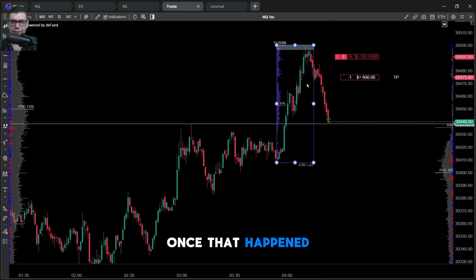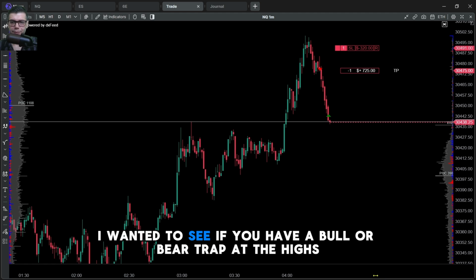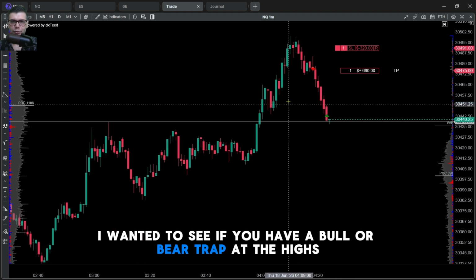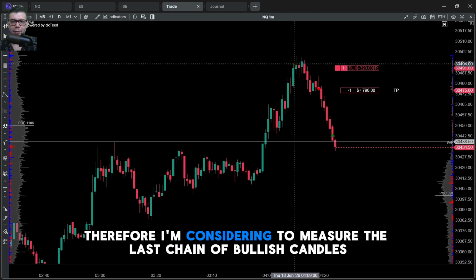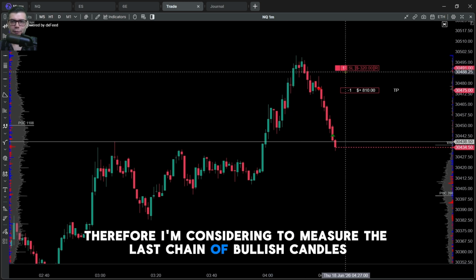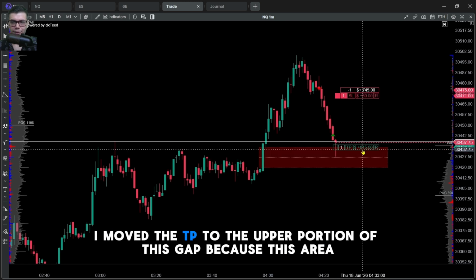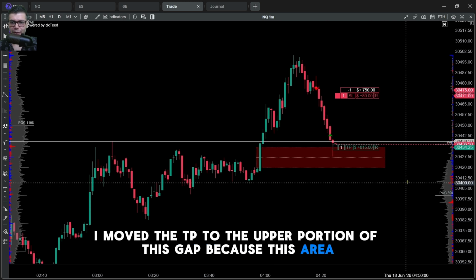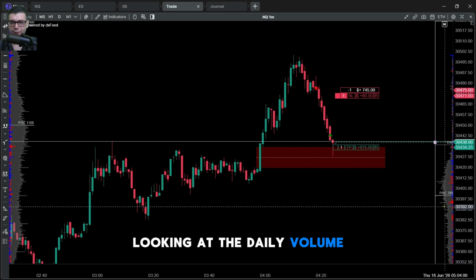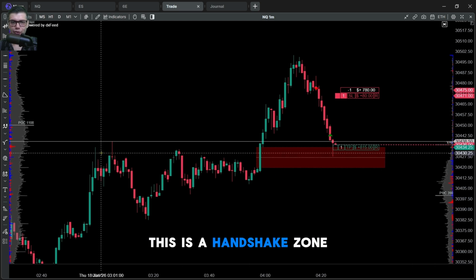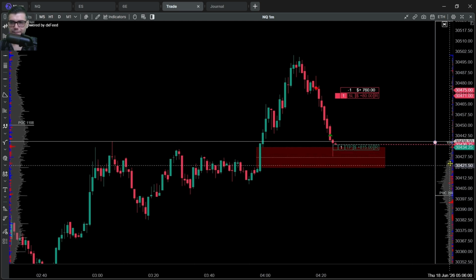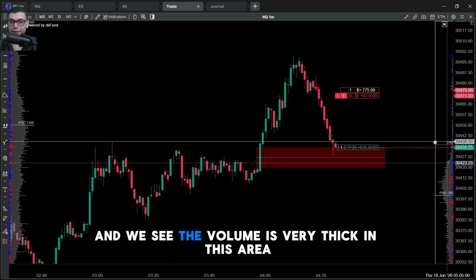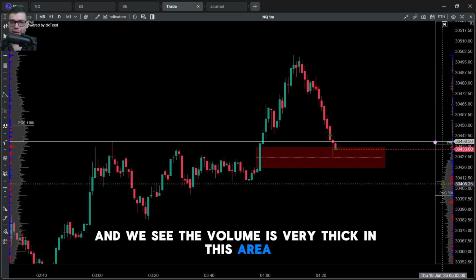Once that happened, I wanted to see if we have a bull trap at the highs. Therefore, I'm considering measuring the last chain of bullish candles. I move the TP to the upper portion of this gap because, looking at the daily volume, this is a handshake zone, and we see the volume is very thick in this area.